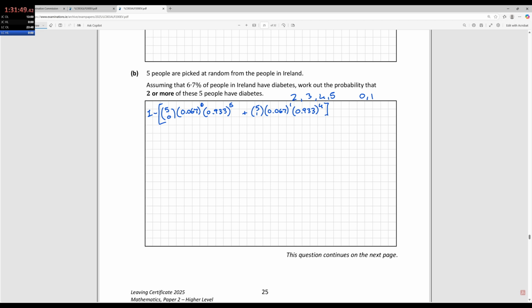So, 1 minus, let's see if I can type all this in, but that's just going to be that, so that's not bad. I did one too many brackets, minus, typed it wrong, 0.067, 0.933, 4. Yeah, I guess 0.54.